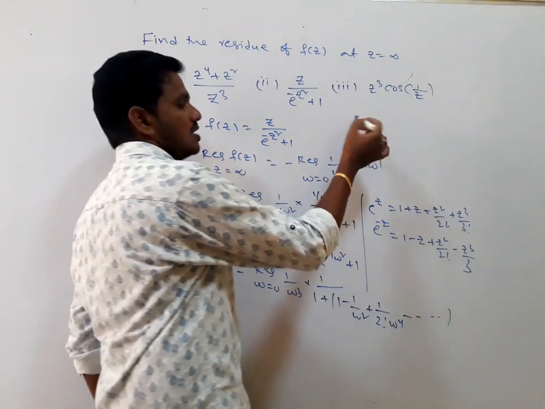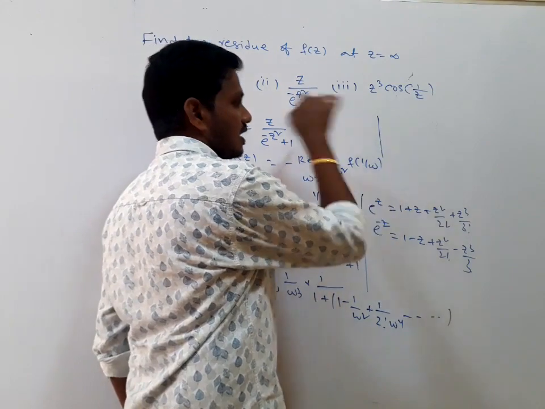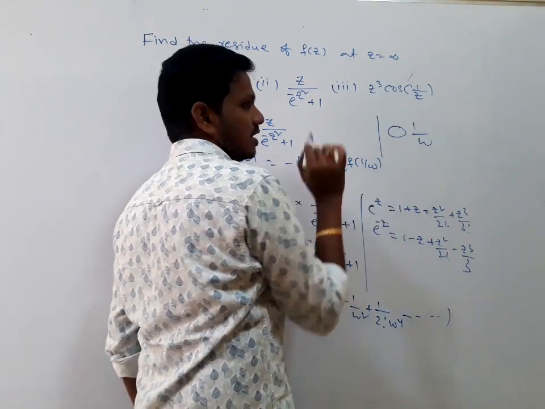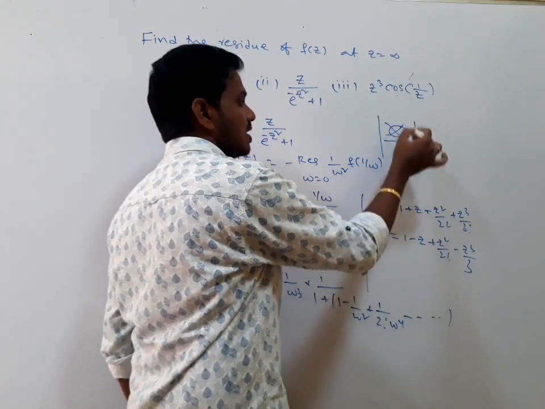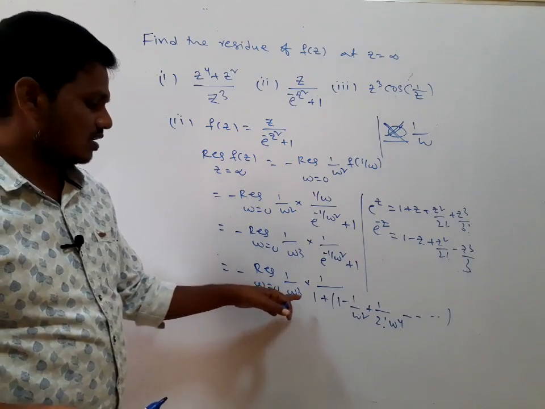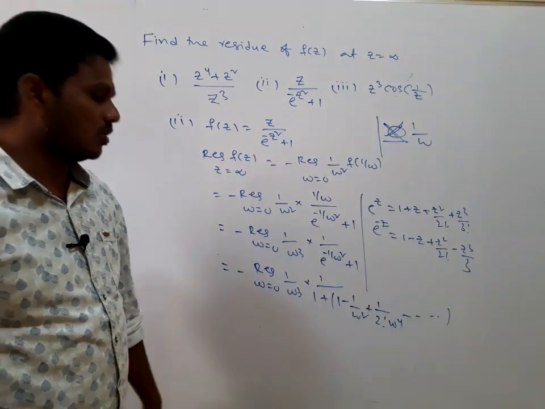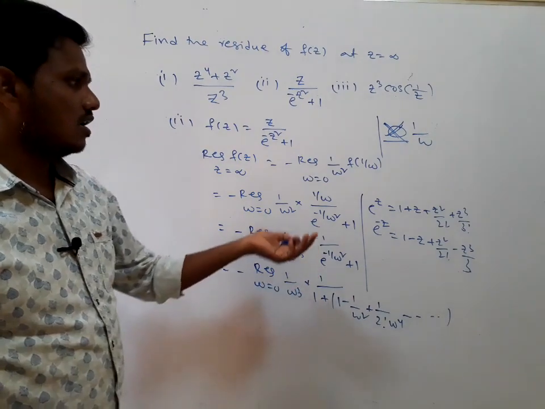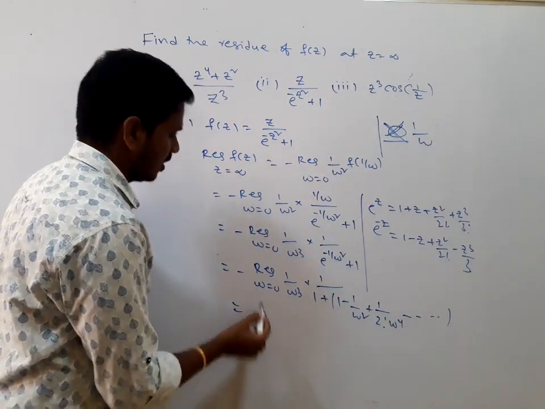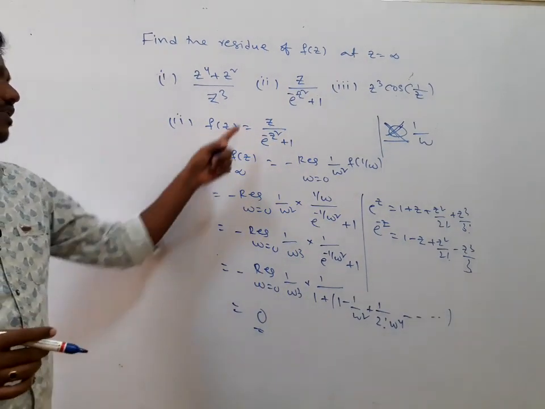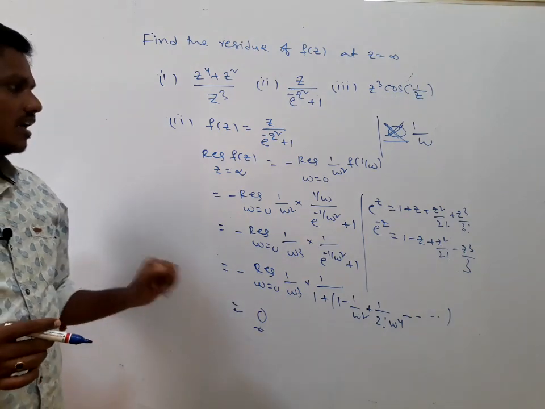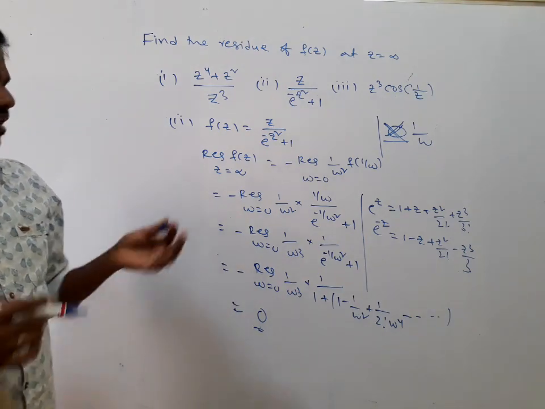When we write the expansion, if there is some coefficient into 1 by w, this coefficient is considered to be the residue. There is no possibility in this expansion, right? We don't have any single 1 by w term, so that means 0 into something, so the residue is 0. Therefore the residue of f of z at z equals infinity for the function z divided by e to the power of minus z square plus 1 is 0. It is an easy way to identify the residue here. Right, next.